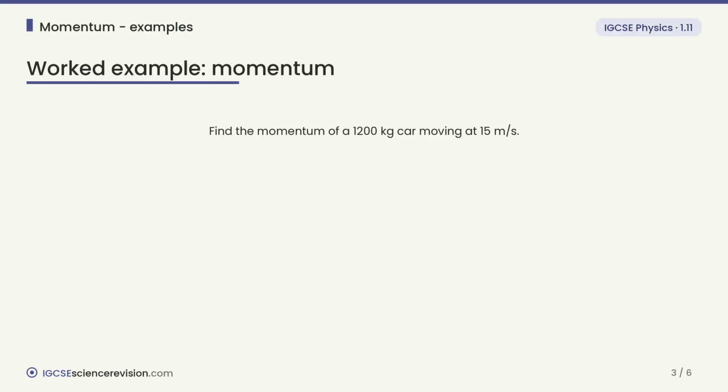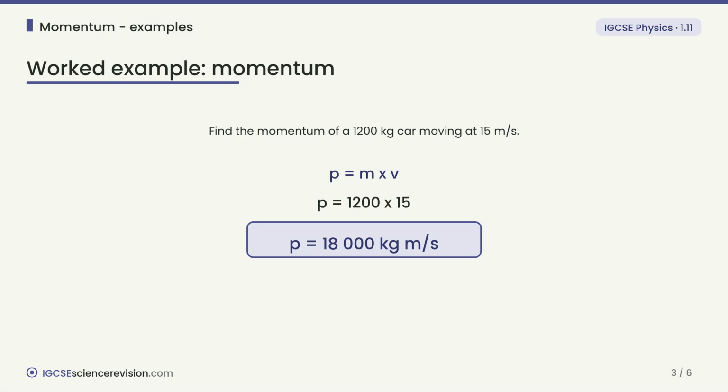First, a straight momentum calculation. A 1200 kilogram car moves at 15 meters per second. Write the equation. P equals m times v. Substitute 1200 times 15. That's 18,000 kilograms meters per second.